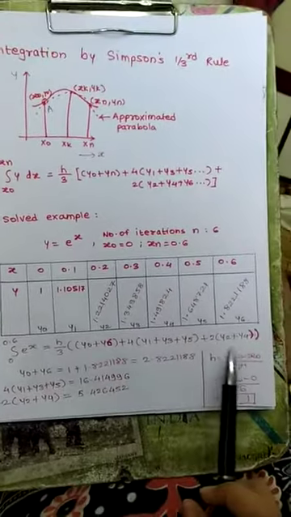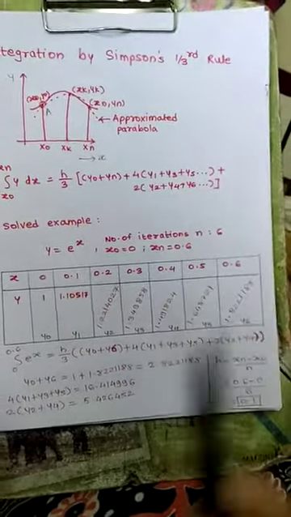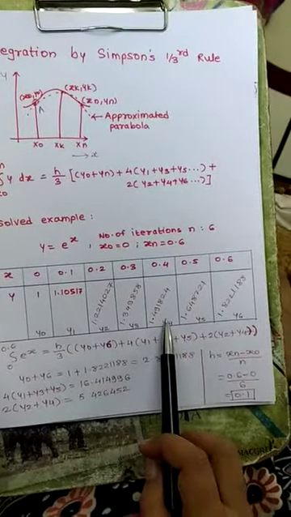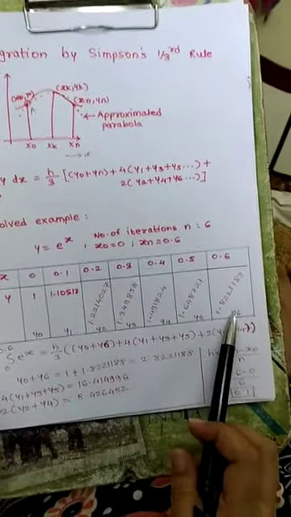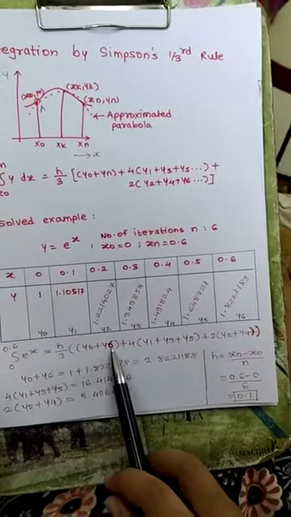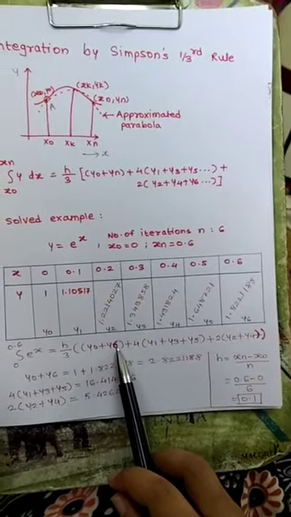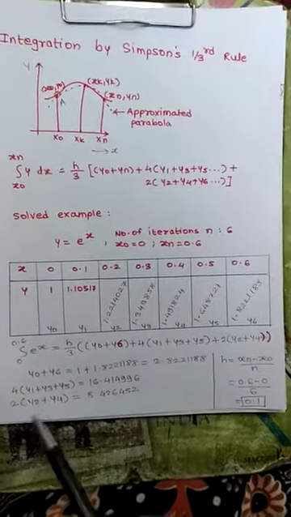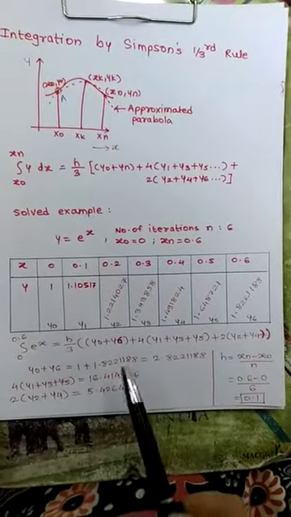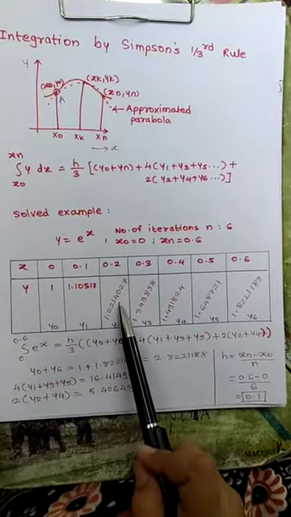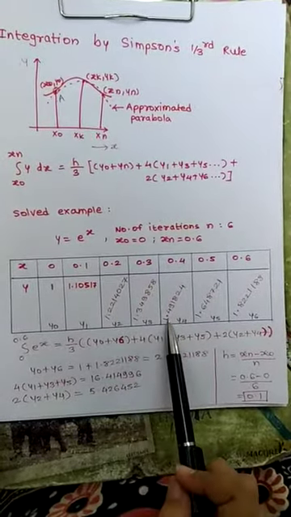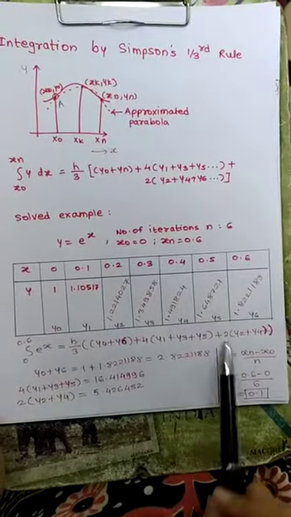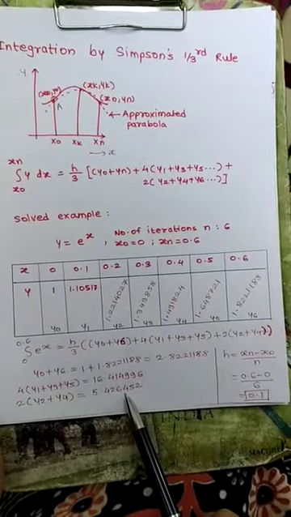Now the next term is 2 times all the even values. So 2 times, now see, even values are y2, y4. You should not take y6 because y6 is your end point which you have already considered in the first step. So you have to take only y2 plus y4 and that's it. So 2 times y2 plus y4: you just add 1.221407 with 1.491824 and multiply the addition with 2 and you will get 5.426452.